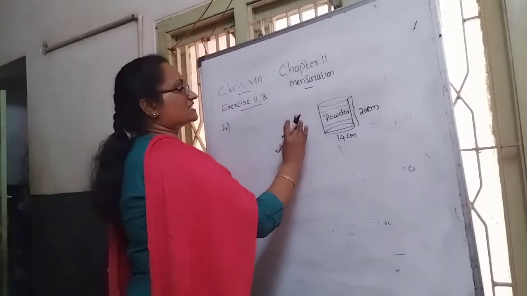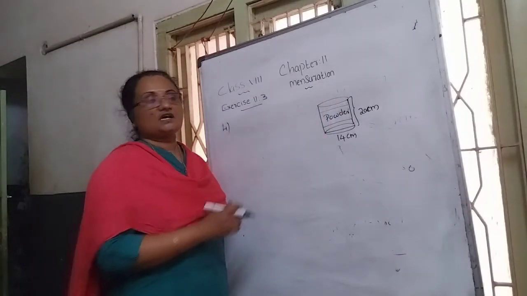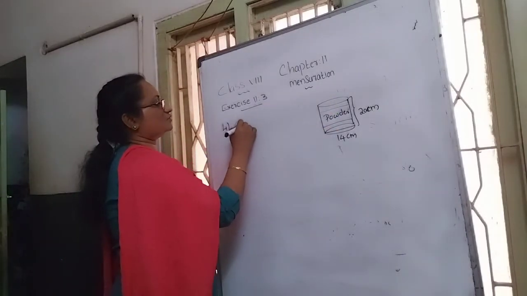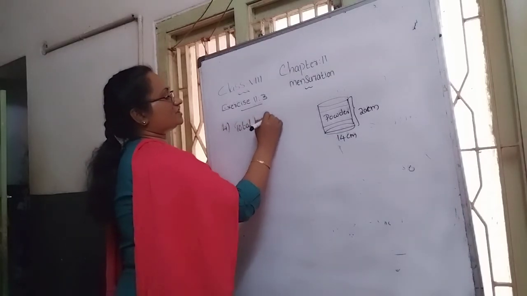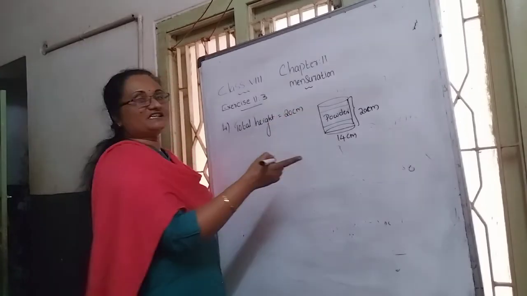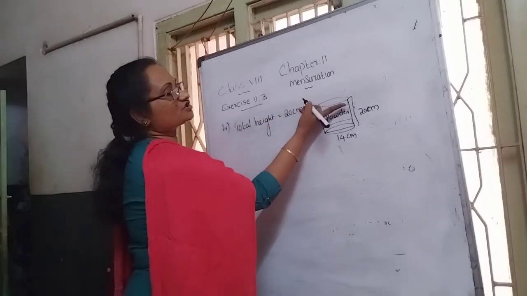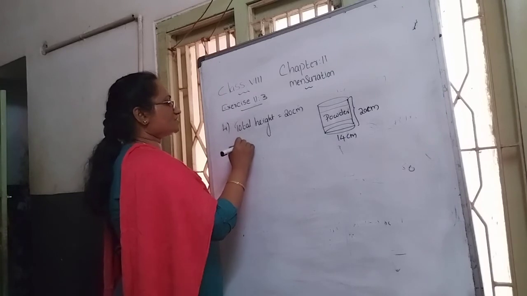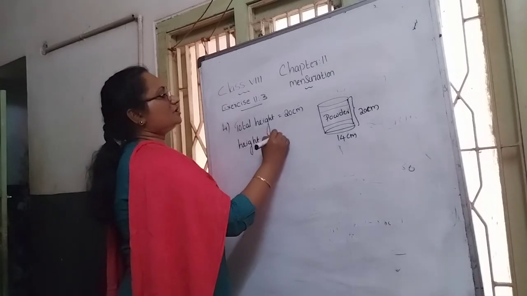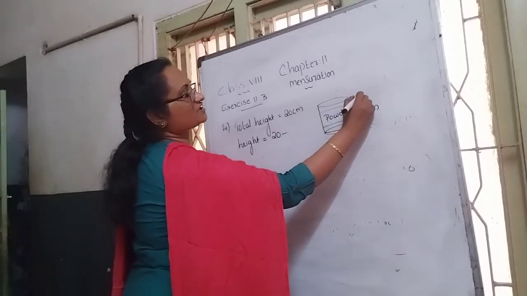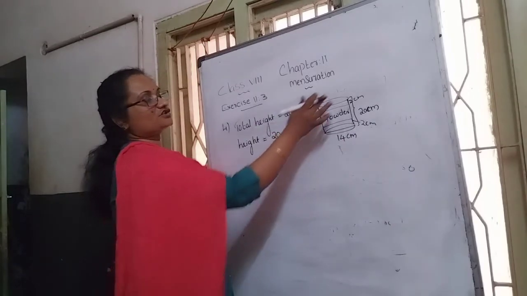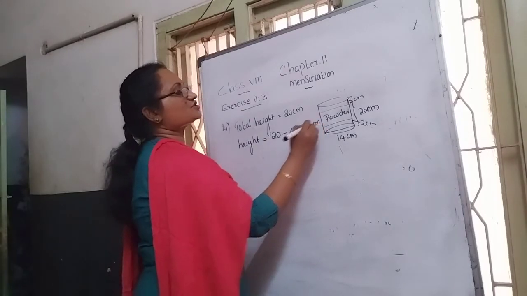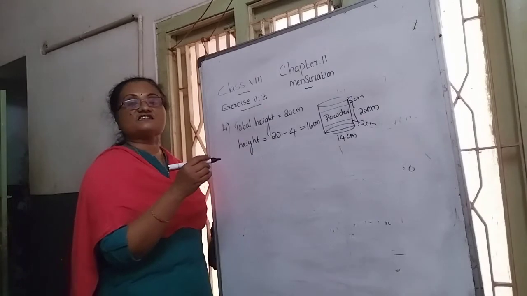The question asks what is the CSA of this cylinder, that is, the labeling part area. How to find out? First, the total height is given. What is the total height? The total height of the cylinder tin is given as 20 centimeter. But where they are labeling, 2 centimeter at the top is reduced and 2 centimeter at the bottom is reduced. So 2 plus 2 comes to 4 centimeter reduced. 20 minus 4 comes to 16. The height becomes 16. Don't take 20, consider only 16 centimeter.